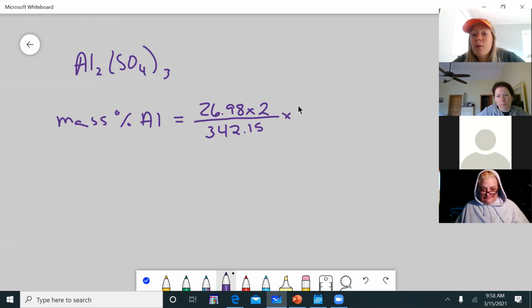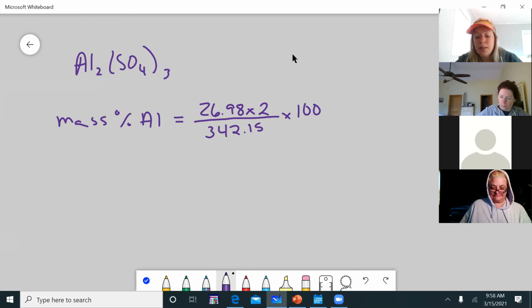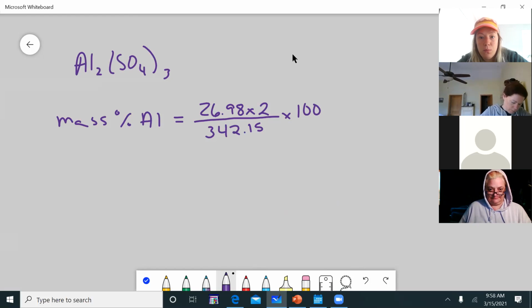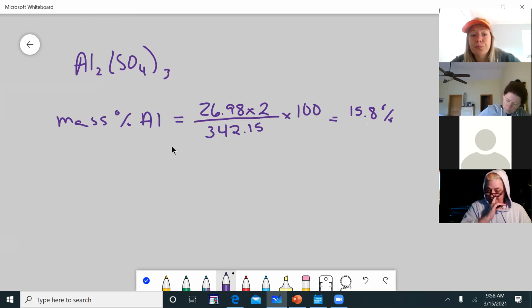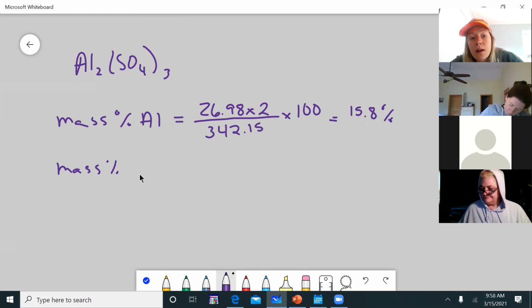And then we take that whole thing and we multiply it by 100 to get it into a percentage. So the 26.98 times 2, and we divide it by 342.15, and then we multiply it by 100. And so what we end up getting is roughly 15.8% is aluminum, or 15.8% of the mass is aluminum. Let's do the mass percent for sulfur.